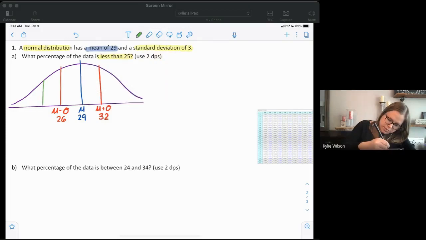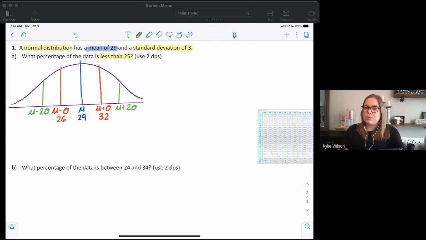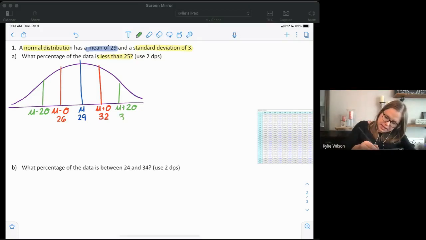So this one will be 2 standard deviations above the mean. Mean plus 2 standard deviations. My mean minus 2 standard deviations. So at this point, we're approaching things exactly like we did yesterday. So 32 plus 3, which is our standard deviation, is 35, and 26 minus 3 is 23.